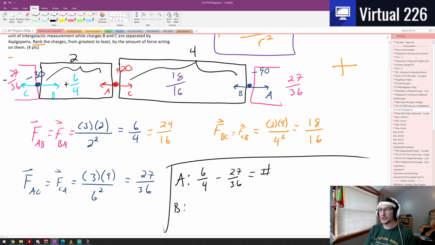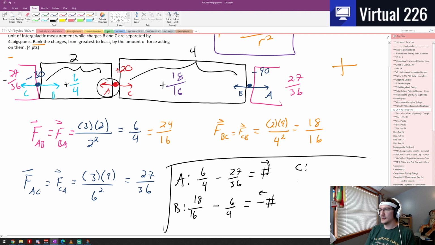If we do this for the B charge, we've got 18 over 16 acting to the right, 6 over 4 acting to the left because it's actually right here now. So that's negative. So we're going to have 18/16 minus 6/4. This actually gives us some negative number here, which implies that this net force is acting to the left, whereas the positive we had in the first answer implied it was acting to the right.